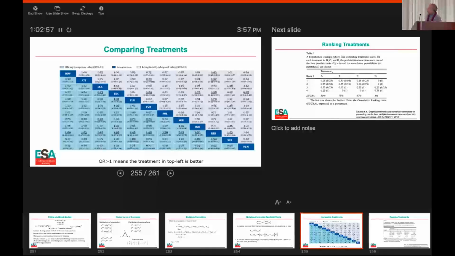And you can see from this that some of these are much more precisely estimated than others. So if we go back to the original diagram, I think mirtazapine was one which had very few studies. And you'll notice that the confidence intervals on mirtazapine tend to be much wider than the confidence intervals on, say, fluoxetine, which had a lot of studies.